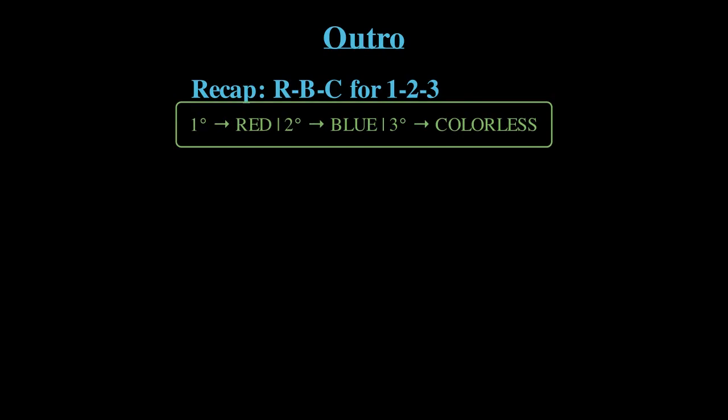Quick mnemonic recap: red equals 1 degree, blue equals 2 degree, colorless equals 3 degree. RBC for 1-2-3. Exam tip: Victor Meyer's test is frequently asked in NEB as either an identify the alcohol or explain the mechanism type question.